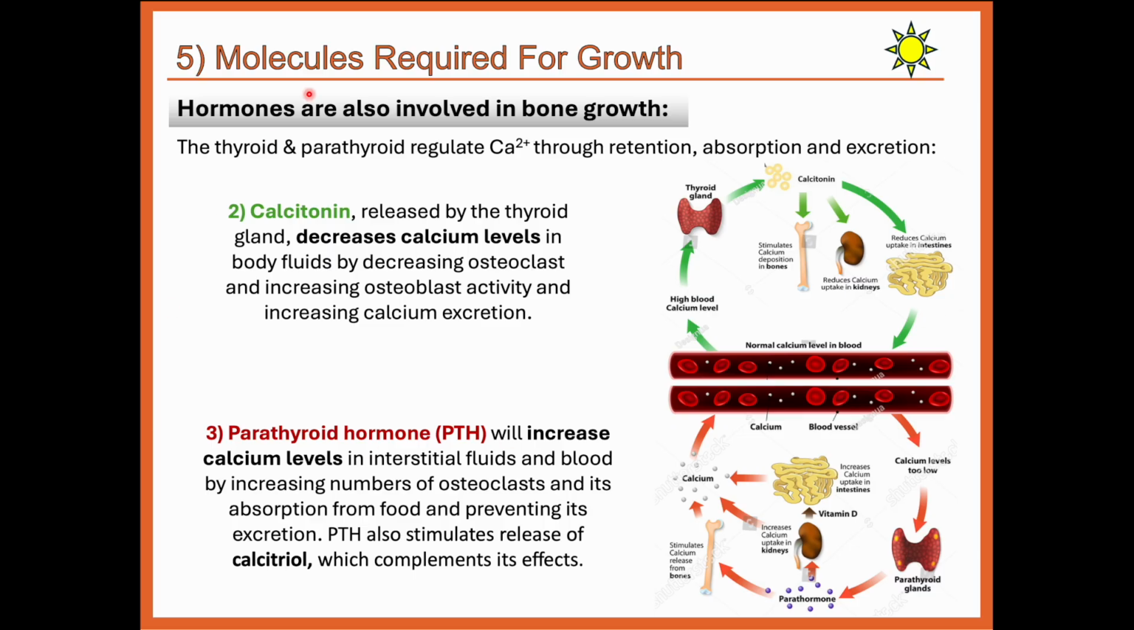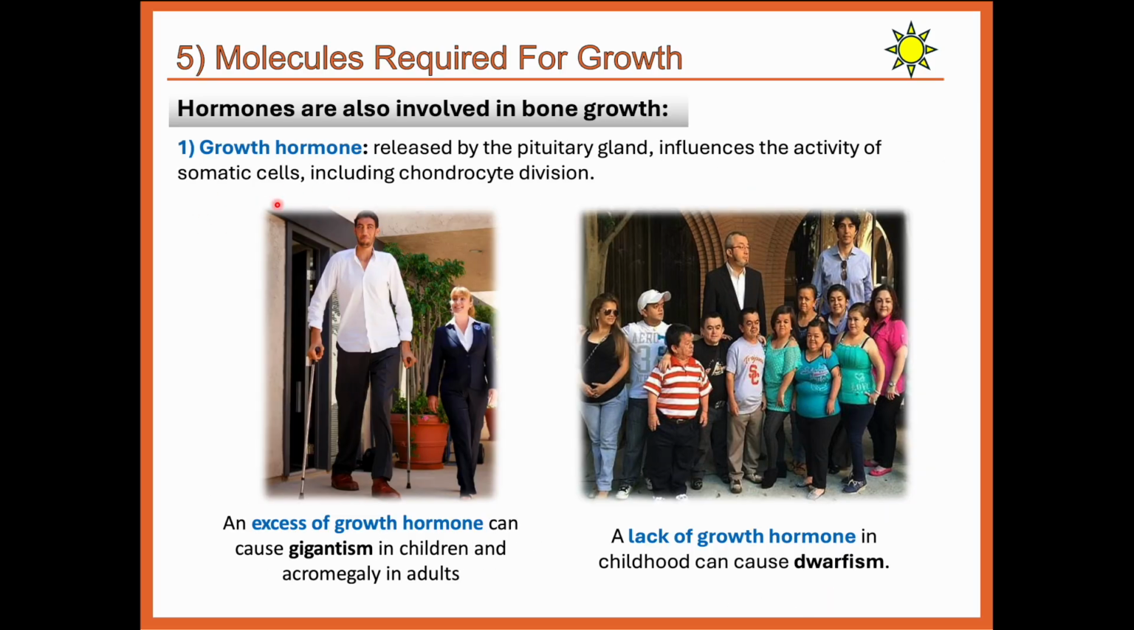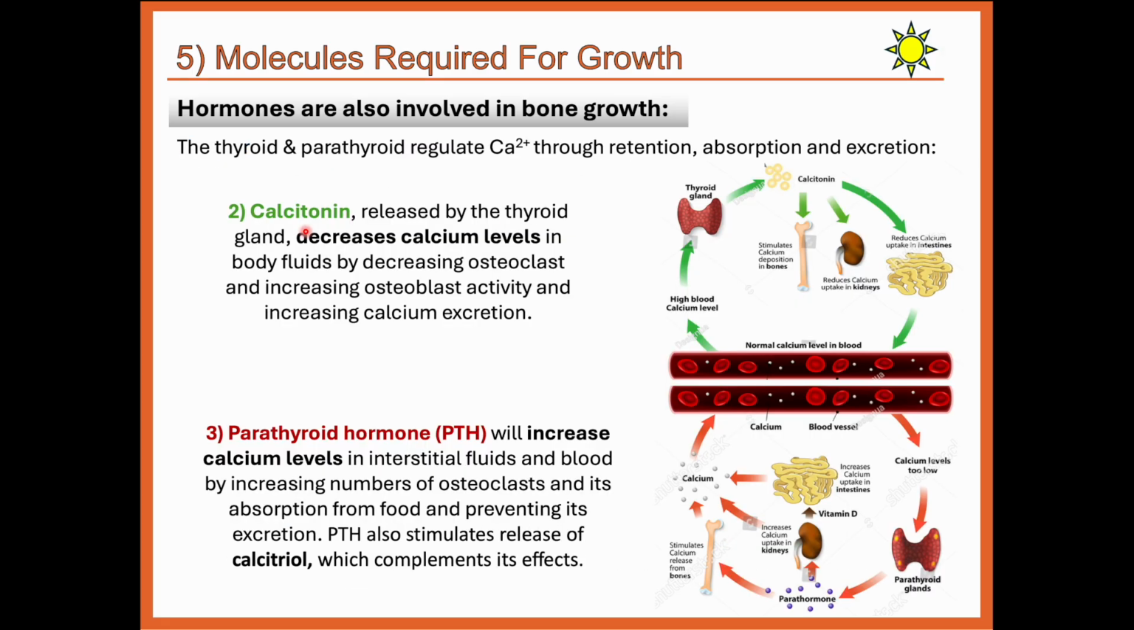Another hormone that's important is actually the thyroid and parathyroid hormones. The thyroid and parathyroid glands, they regulate calcium through retention, absorption, and excretion of these. So I need you to know the names calcitonin and parathyroid hormone and growth hormone. These are all three types of hormone that affect bone. You will see this a lot in 806 in the next bio course. Calcitonin is released by the thyroid and it will cause bone to be deposited.